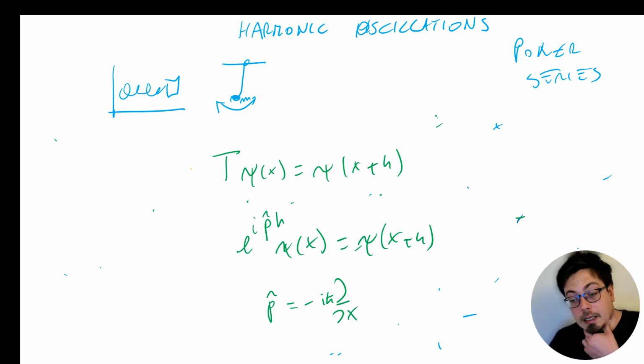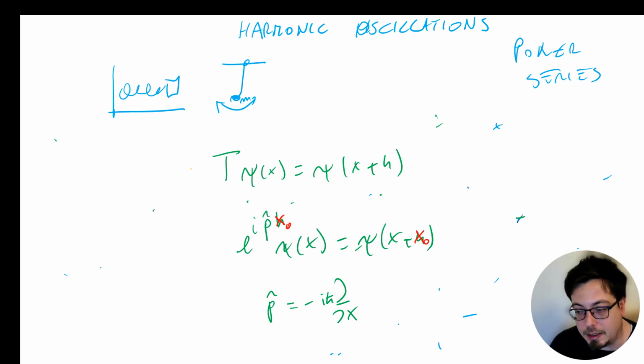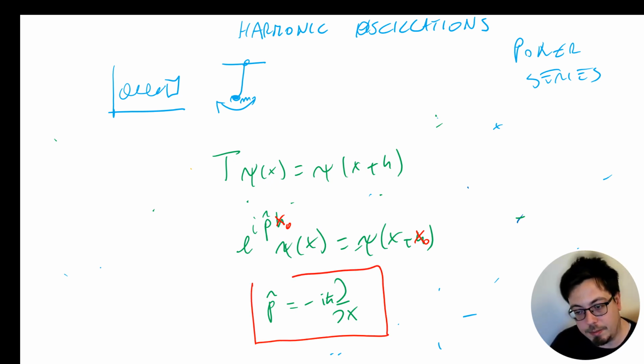Okay, and I just realized that I used h and h bar in the same one. Anyway, this h is the displacement, like x, if you want, and this is h bar, the Planck constant. Sorry for that, but I hope it was clear, because I used h as a displacement as well, not as the Planck constant, and h bar as the Planck constant. But anyway, this is the operation, this is the translation.